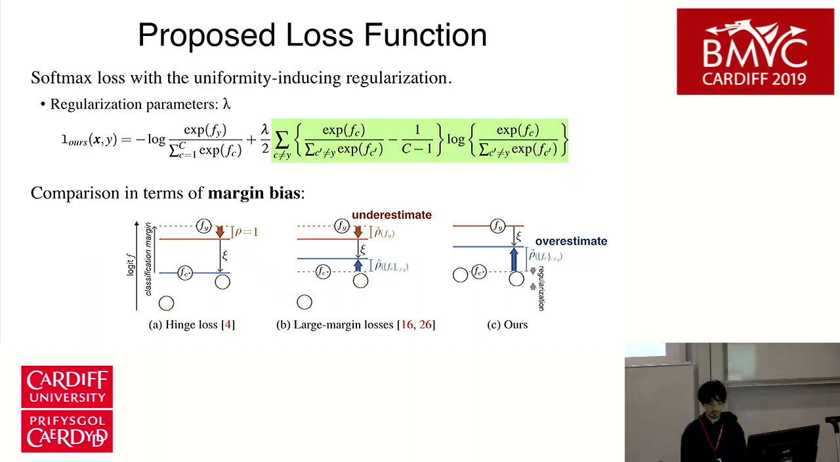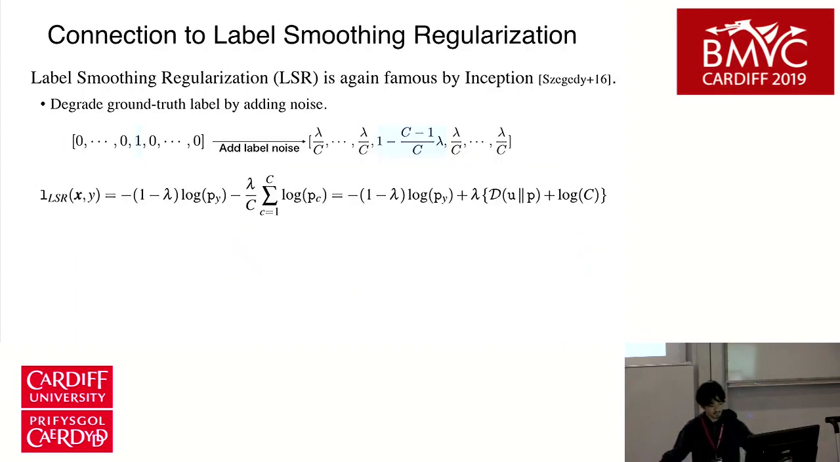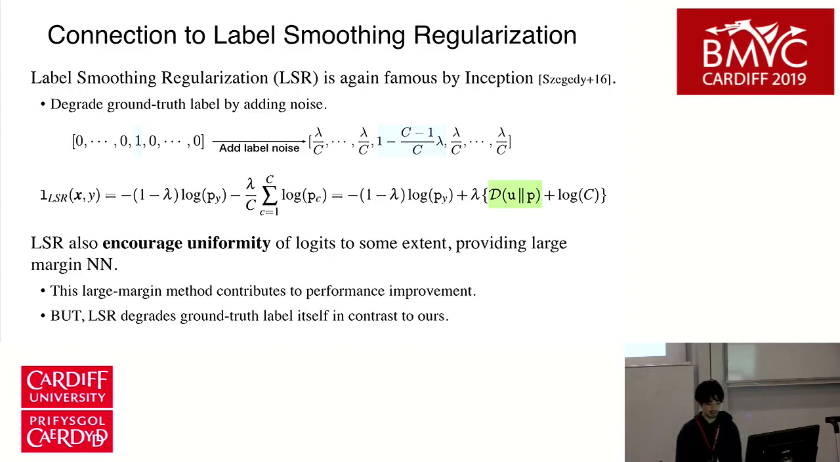The point is that our proposed method overestimates the non-target logits, while the previous ones underestimate the target logit. And there is an interesting connection to label smoothing regularization, LSR. LSR was proposed in the 1980s and was recently rediscovered by the Inception model for training deep neural networks. It degrades the ground truth label by adding uniform label noise like this, and it provides a loss of this form. And we can see that there is a divergence like ours, so we can say that LSR also contributes to large margin neural networks by encouraging the uniformity of the logits. But please note that LSR degrades the ground truth labels, in contrast to ours.